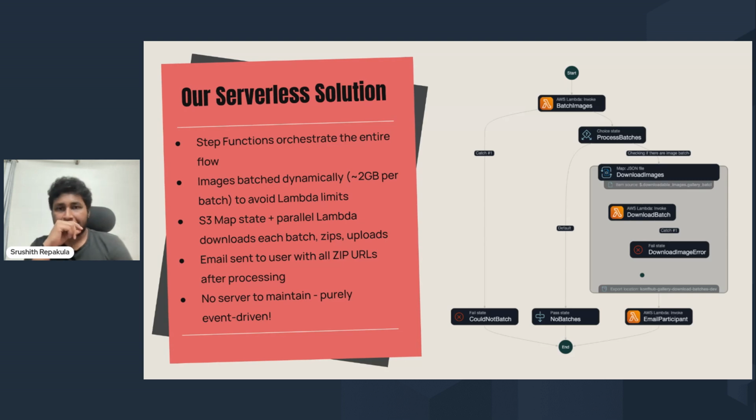So what did we do? We batched the images, with each batch containing the equivalent of 2 GB of images. It can be 10 images or 100 images or 500 images. However many images cumulatively add up to 2 GB, we took those, right? And I'll explain it here.